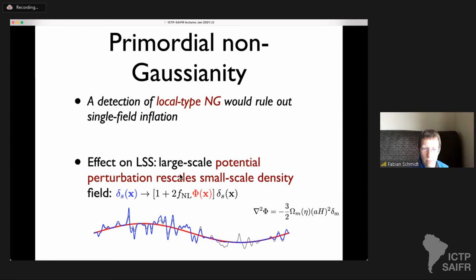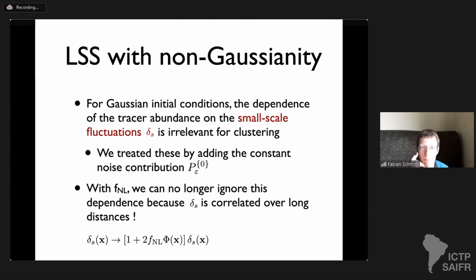So what's the effect of this? Well, just to contrast this again with the Gaussian case, in the Gaussian case, the statistics of the small-scale initial fluctuations were independent of the position. It was the same everywhere, independent of whether there were large-scale perturbations or not. And so we incorporated these by adding the constant noise contribution. But with f_NL, local type non-Gaussianity, this is no longer correct because delta_S is correlated with the primordial potential. So we have to take this into account explicitly. You can think of basically the noise now depending on phi, the primordial potential at the position where the galaxy formed.